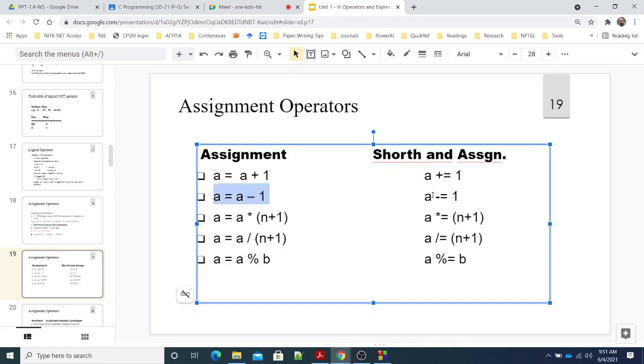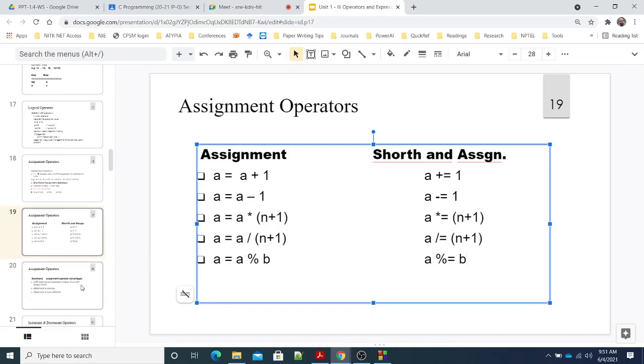Then a is equal to a minus 1, I can write as this. a is equal to a into n plus 1, I can write it this way. a is equal to a by n plus 1, I can write it this way. a is equal to a mod b, I can write this way. This is what? Shorthand assignment operators for all the arithmetic operators. Okay. Any doubt?